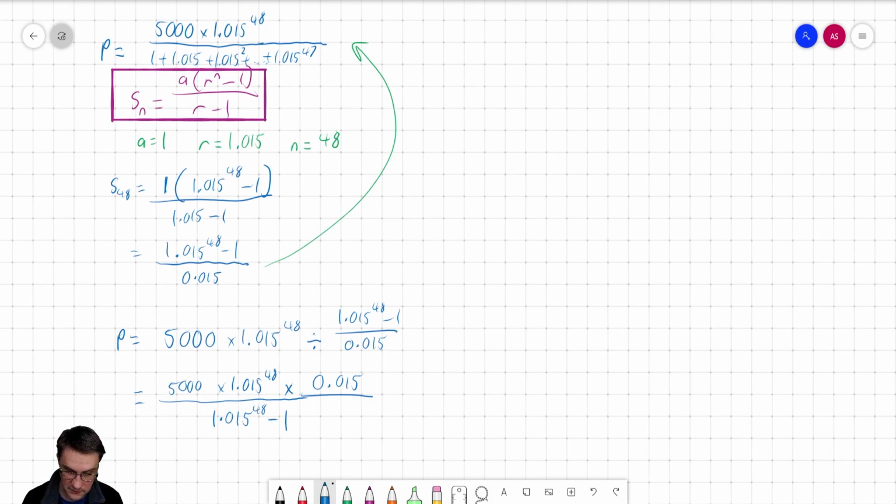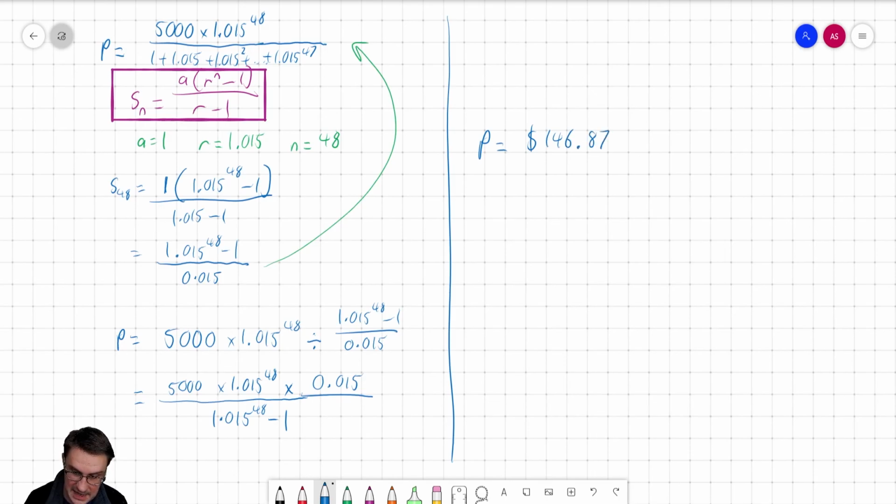So now once I go through and type this into my calculator, I can begin to work out the value of this. And what we will end up getting is $146.87. So to write our statement, each monthly payment or installment must be $146.87.